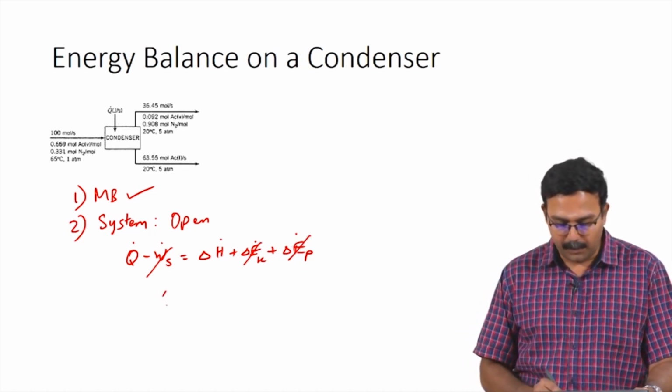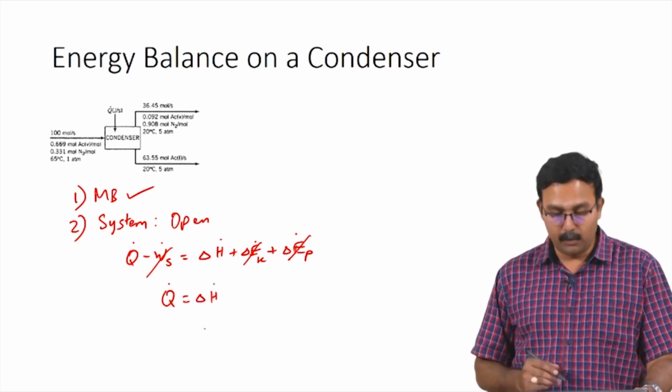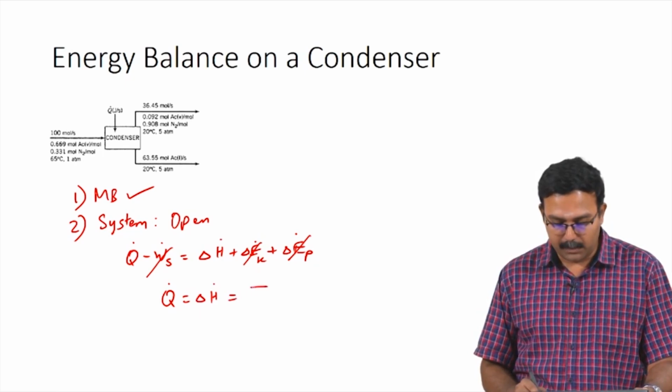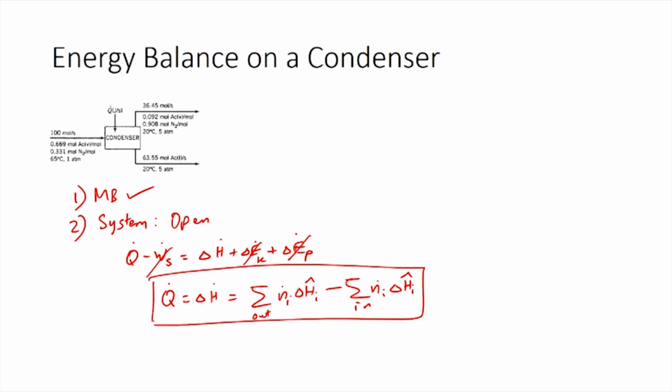So, the equation simplifies to Q dot equals delta H dot, and we already know that delta H dot for an open system is basically sigma of outlet Ni dot delta Hi cap minus sigma of inlet Ni dot delta Hi cap. Now, we need to calculate this so that we can get Q dot. So, that is what has been asked for. So, the next step is to identify reference states.